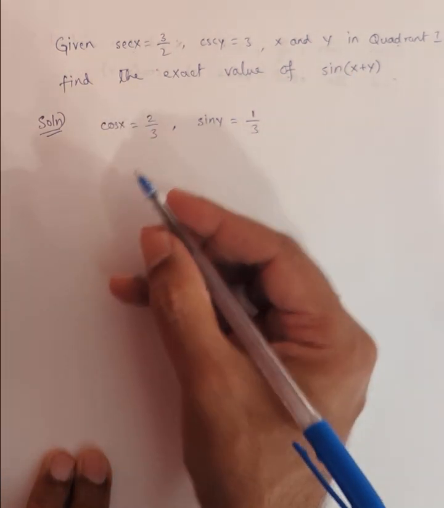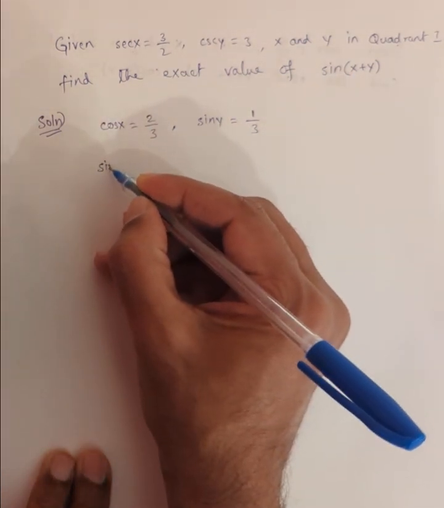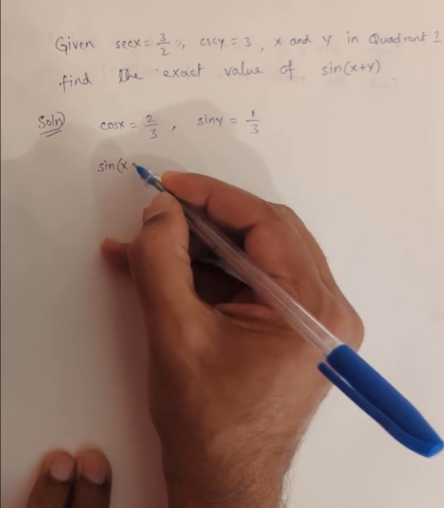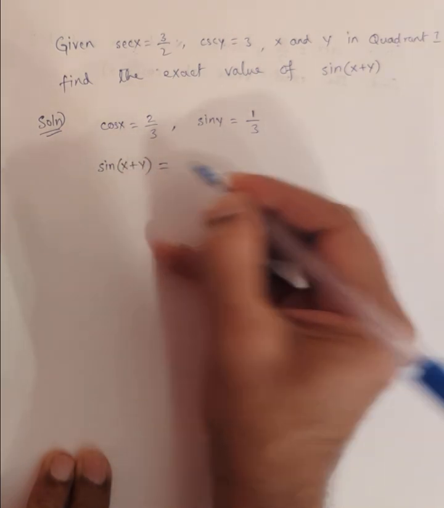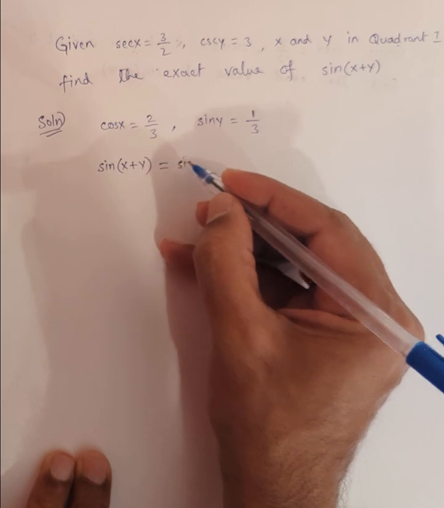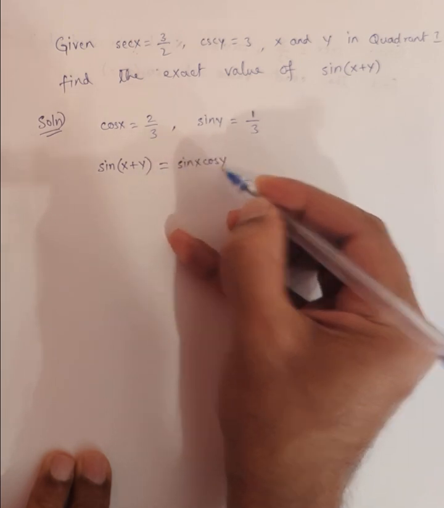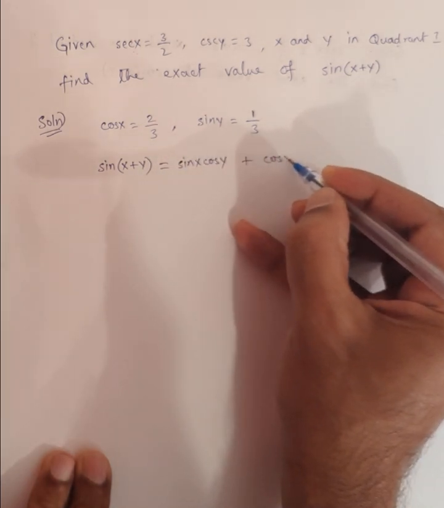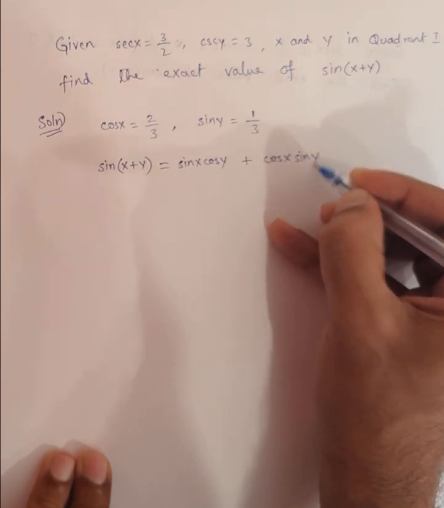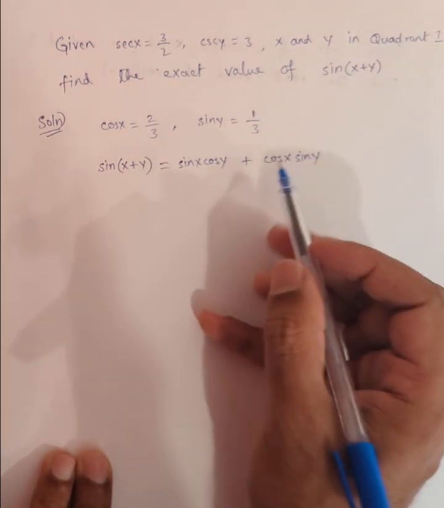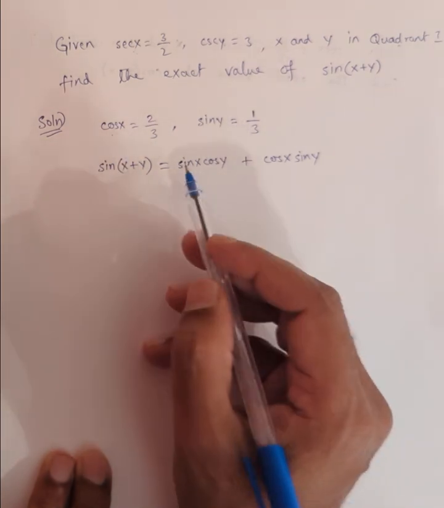Now we need to find the exact value of sine of x plus y. So what is sine of x plus y going to be? Sine of x plus y is sin x cos y plus cos x sin y. So I need 4 quantities. I know 2 of them.